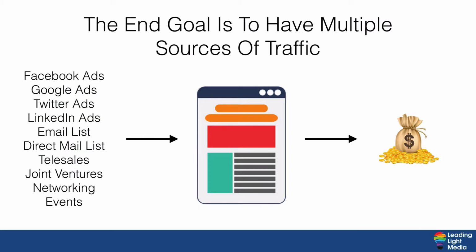So the end goal really is to have multiple sources of traffic. I know in today's video I'm going to be predominantly talking about Facebook, but to really win and grow a really sustainable business, you need multiple traffic sources. And the way that we can do that is we can go over to Facebook and run ads on their platform. We can go over to Google. We can do the same there. The same with Twitter. The same with LinkedIn.